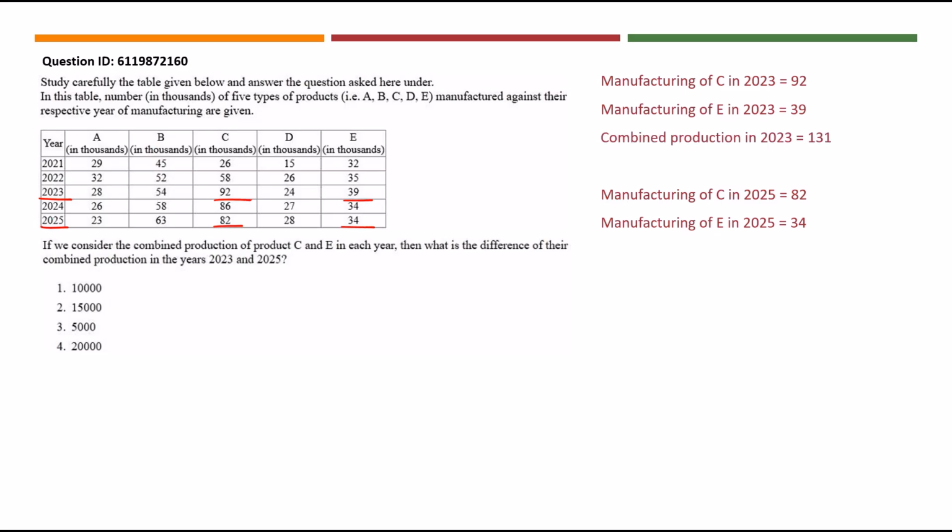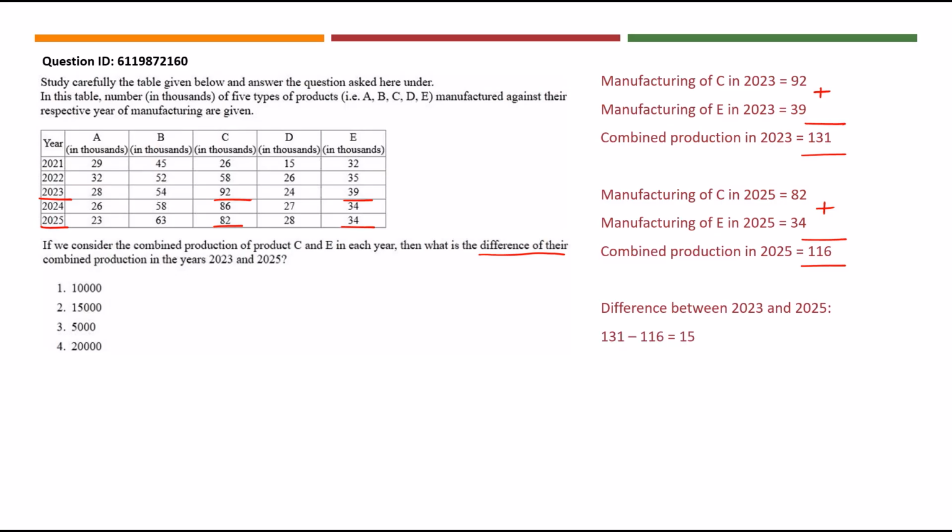Now we have to find the combined production in 2023. It is 131 and the combined production in 2025 will be 116. So we are just summing up these two values and summing up these two values and getting the respective sums. Now what is the question? They are asking the difference in their combined production in the years 2023 and 2025. So we have to subtract both the values. Difference between 2023 and 25 will be 131 minus 116, which is equal to 15.